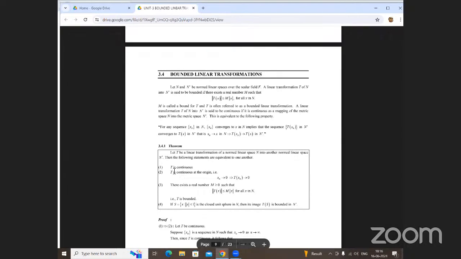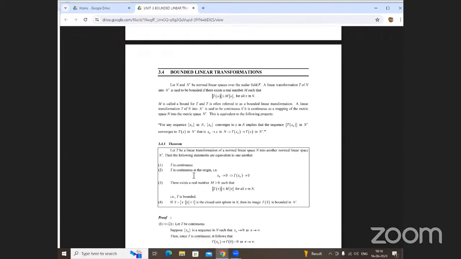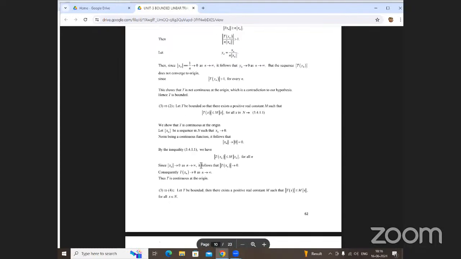What about the first condition? T is continuous. Regarding the continuous condition, norm T of xn is less than or equal to M into norm xn. So here, since norm xn converges to 0 as n tends to infinity, at the same time norm T of xn converges to 0. That is the continuous at the origin part.